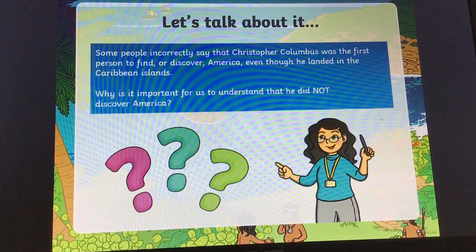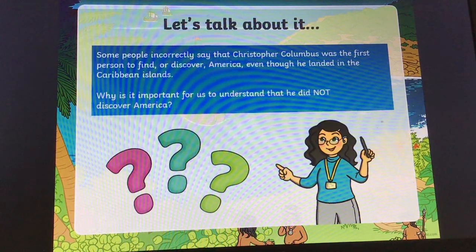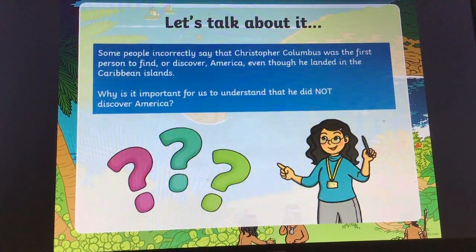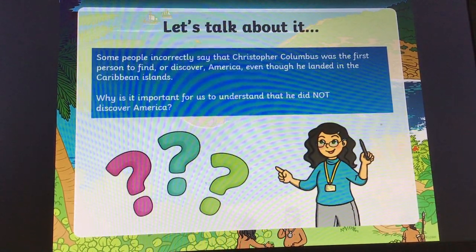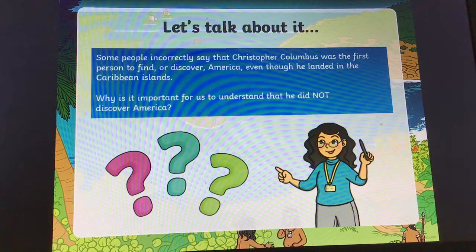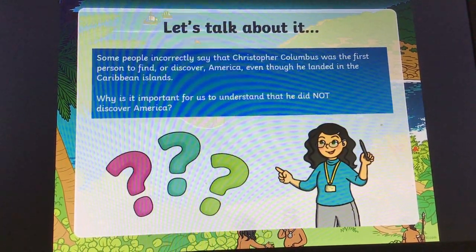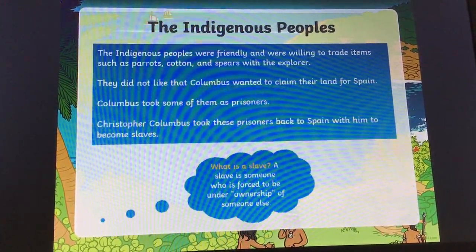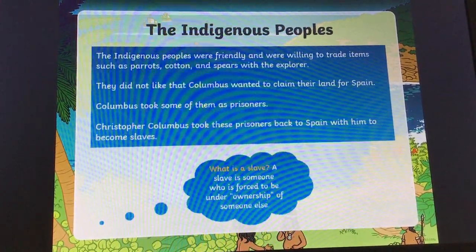Some people incorrectly say that Christopher Columbus was the first person to find or discover America, even though he landed in the Caribbean islands. A lot of people do say that he discovered America, and I'm not sure that's right. Why is it important for us to understand that he did not discover America? Well, the indigenous peoples were already there. It was already their land, so he didn't discover it.